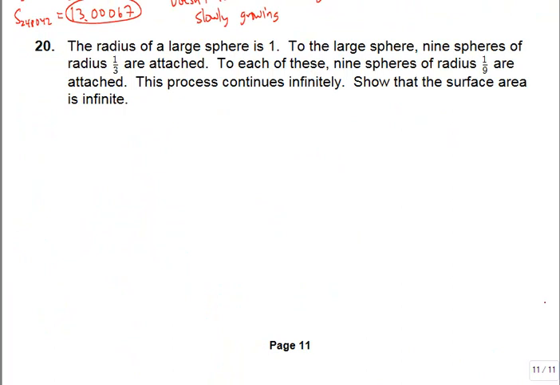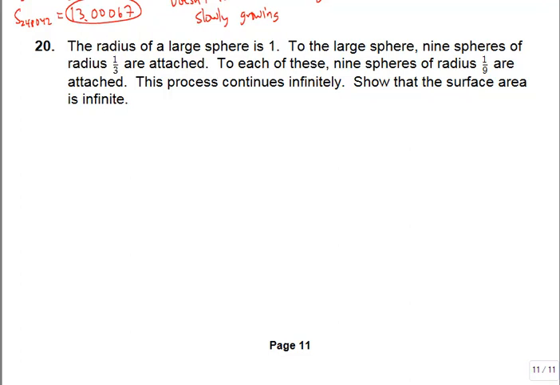Our last example here. The radius of a large sphere is 1. To the large sphere, 9 spheres of radius 1/3 are attached. To each of these, 9 spheres of radius 1/9 are attached. This process continues infinitely. So you can even think of this as a fractal. Show that the surface area is infinite.